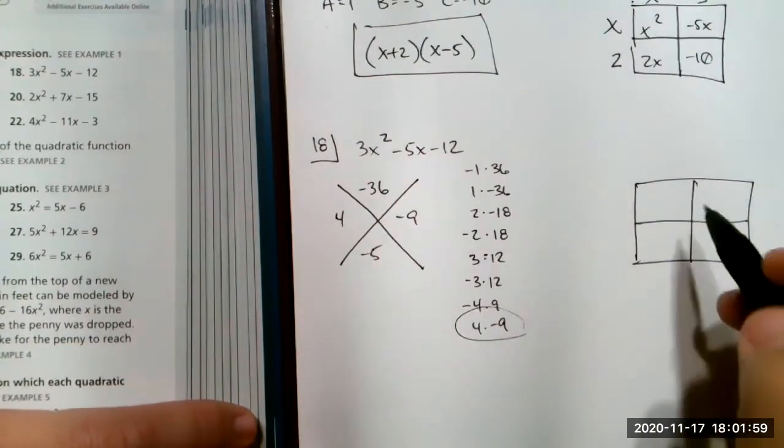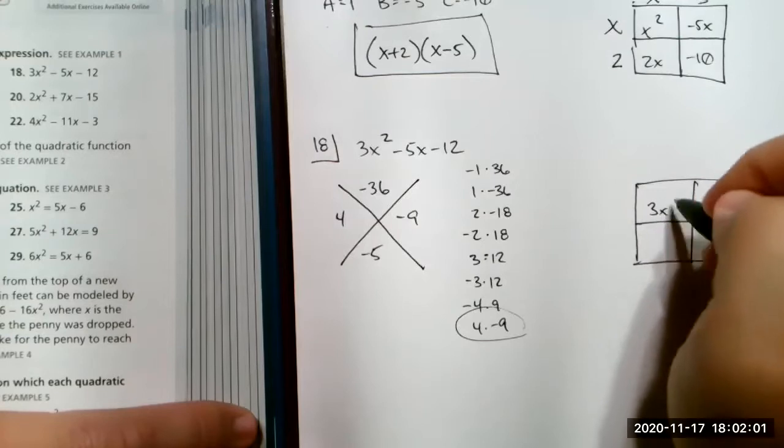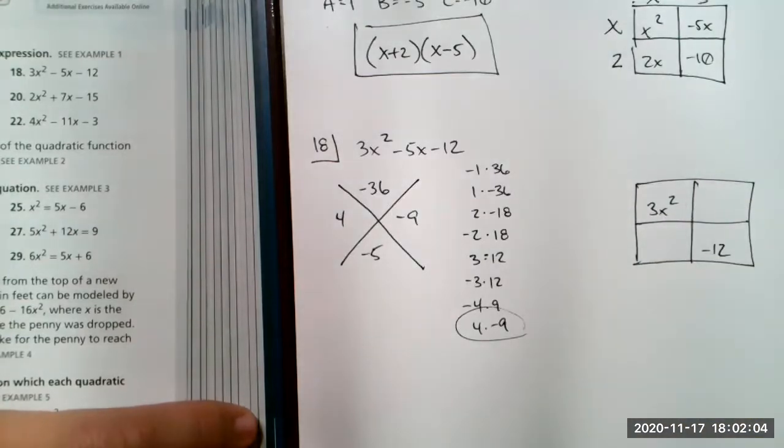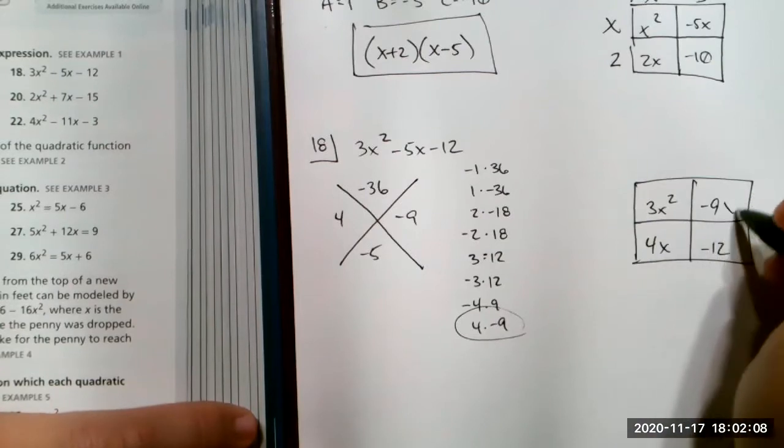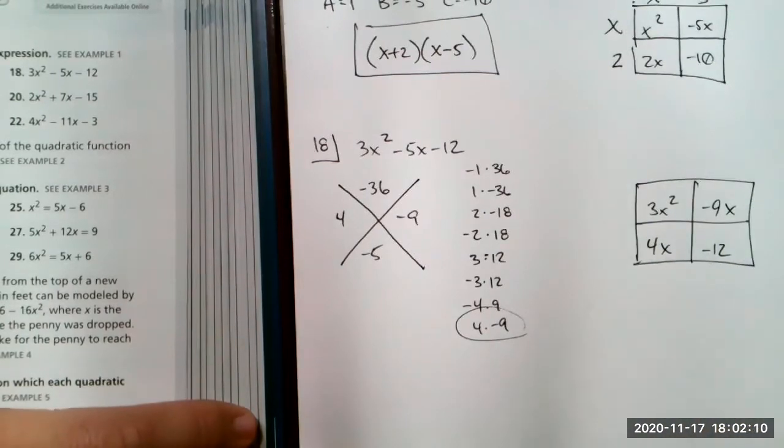Now I'm going to go over here and plug them in. So my A term goes up top. My C term goes down in the bottom right. And then those two factors, along with an X, goes in those other two boxes. It doesn't matter which box.